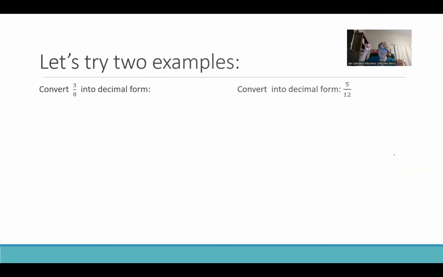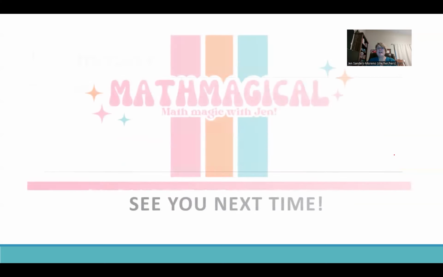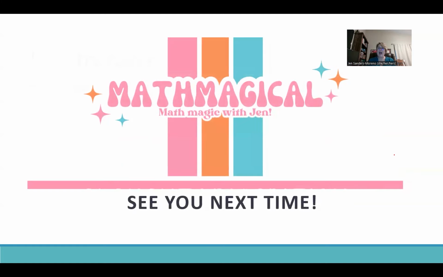We did it. We got to the end of decimals and fractions and how they relate to each other. So you may need to go back and practice this again. You may be good to go.